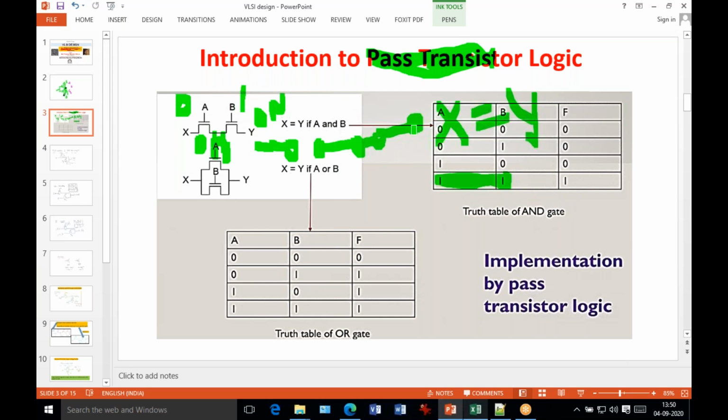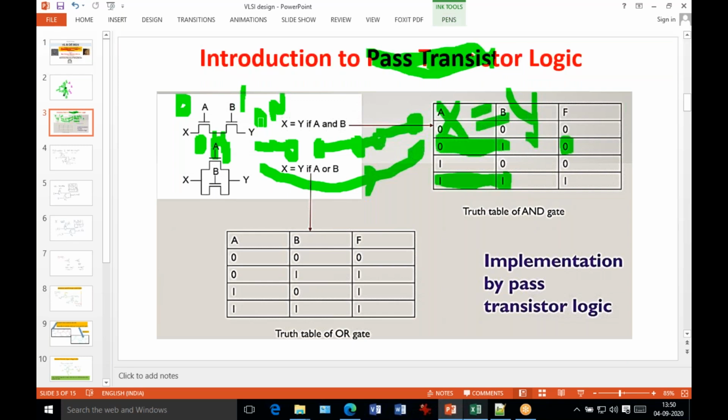So in that case, your output is always 0, because here the signal is not passed. So all the time, if A is 0 and B is 1, your output is 0. So this is your output.